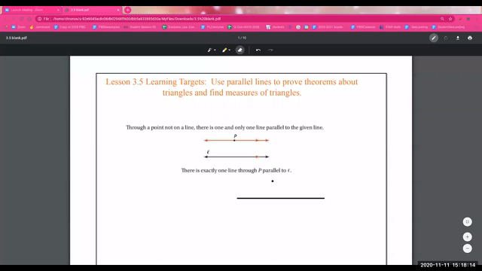Hi, this is lesson 3.5, using parallel lines to prove theorems about triangles and to find measures of triangles. So first of all, I want to talk about a theorem that we have here.